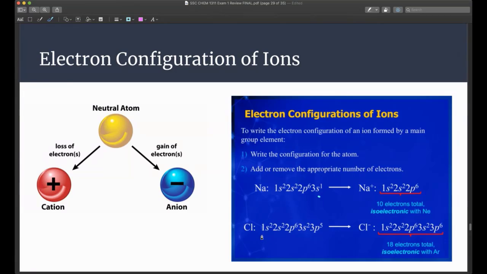And then on the other hand, Cl is gaining 1 electron. Normally it's 1s2, 2s2, 2p6, 3s2, 3p5, but since it gains another electron, we add that to its highest orbital shell, which is the 3p. And so now everything is filled out in the 3p orbital. So it's 1s2, 2s2, 2p6, 3s2, and 3p6.